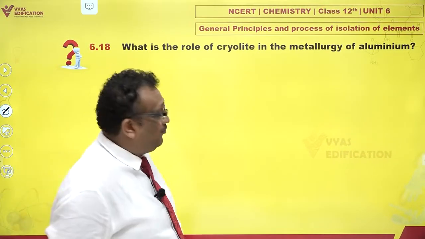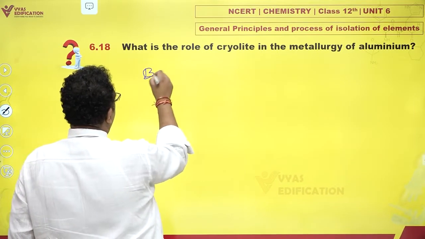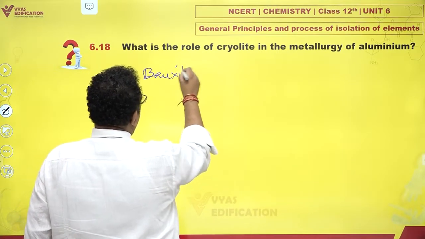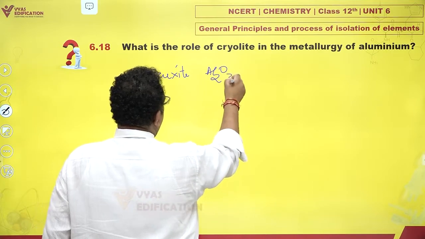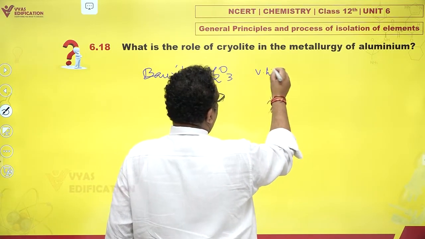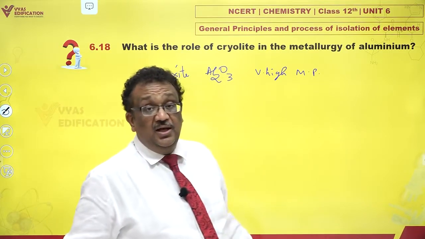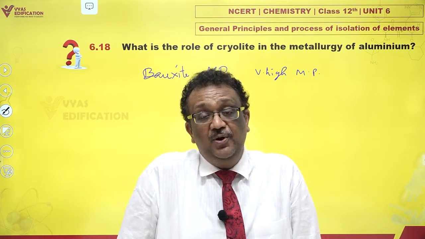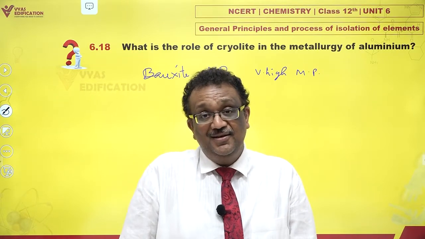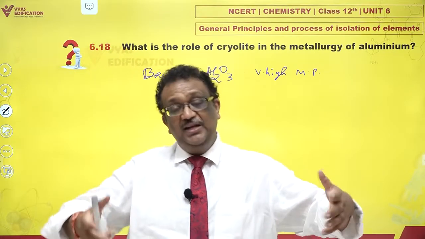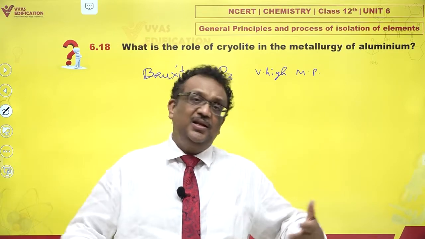Aluminium is extracted from bauxite, which is Al2O3, which has a very high melting point, around 2200 degrees Celsius. Let me remind you, iron melts below 1600 degrees Celsius. So, how would you heat that? Because normally heating is done in iron vessels.